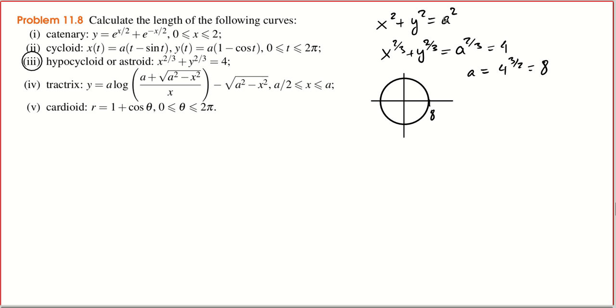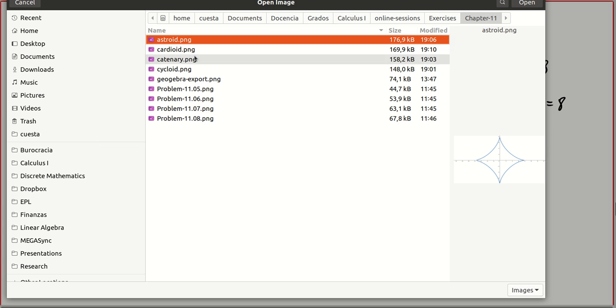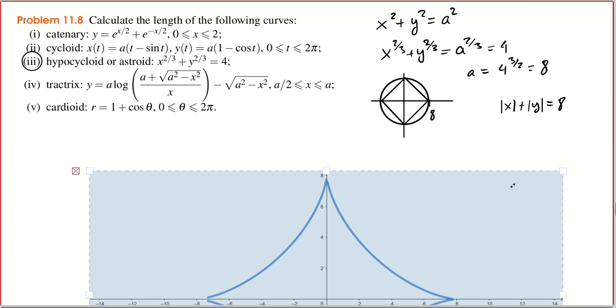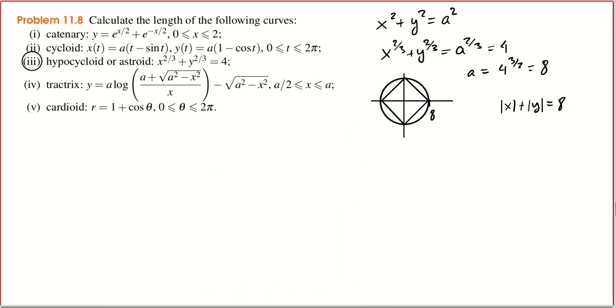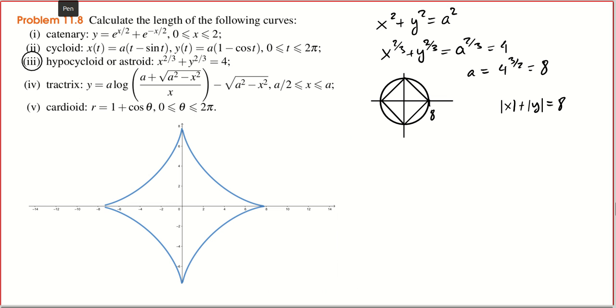If you plot the same curve with exponent 1, so we have this plus this equal to 8, you would get this rhombus here. Now, if the exponent is smaller than 1, as in this case, what you have is the curve that is depicted here. And that's why the name of this curve is astroid, because it looks like a star, right?